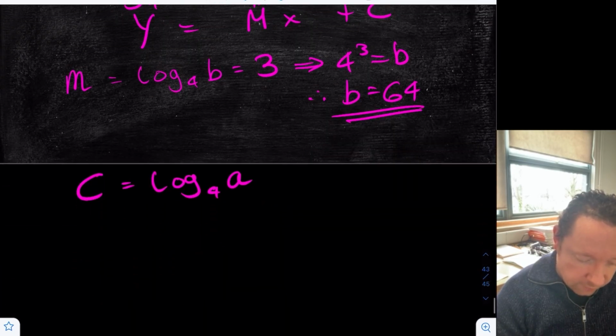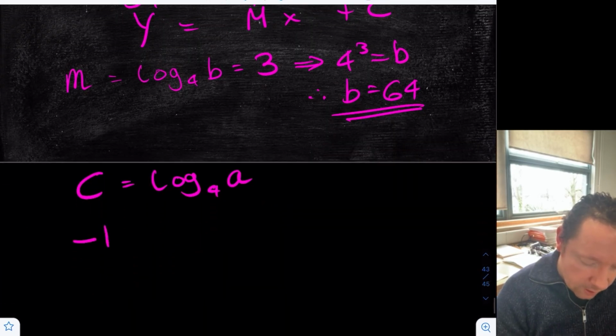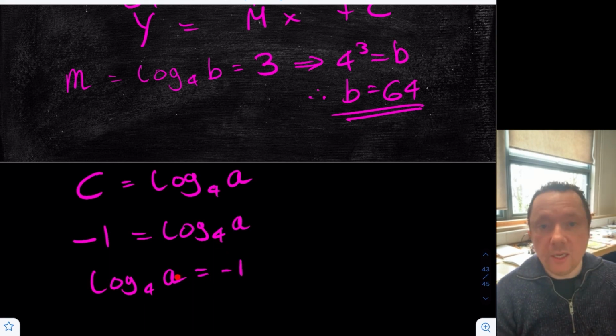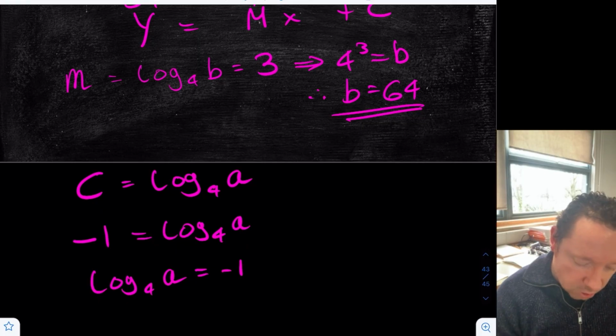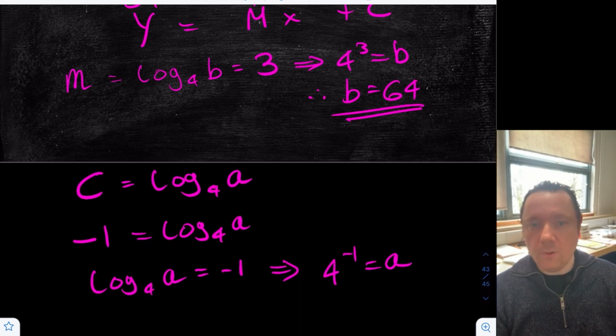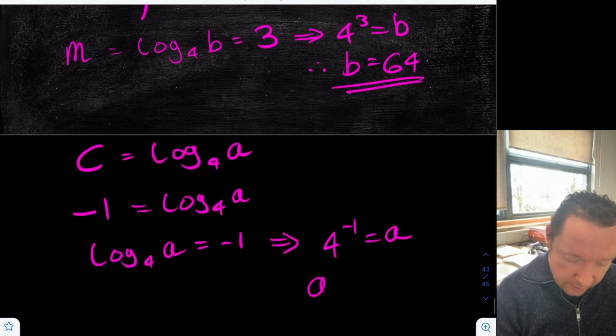So we can just straight away say that minus 1 is equal to log base 4 of A, or if you prefer, log base 4 of A equals minus 1. Remember, that means 4 to the power of minus 1 equals A. You can just write that straight away: 4 to the minus 1 equals A. 4 to the power of minus 1 is 1 over 4 to the power of 1. So therefore, A equals 1/4.